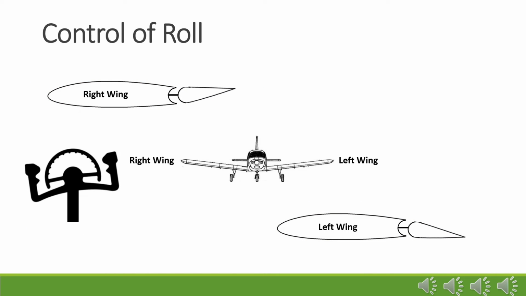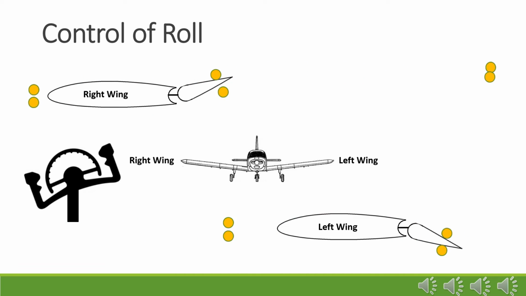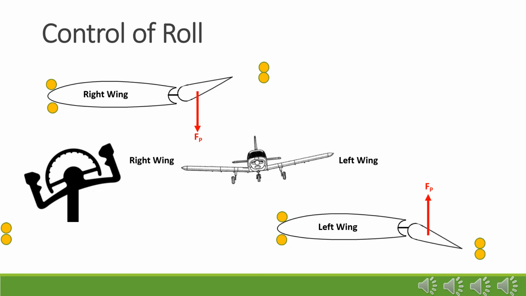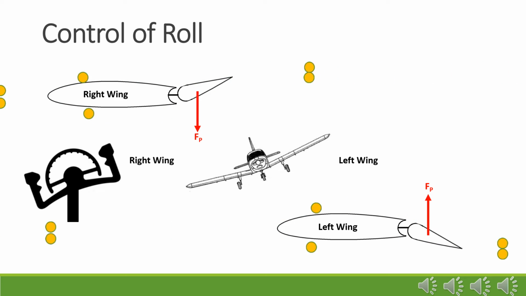By turning the control yoke to the right, the right aileron moves upward and the left aileron moves downward. The normal and perpendicular forces are applied, with the perpendicular force pushing the right wing downward and the left wing upward, rolling the aircraft to the right.